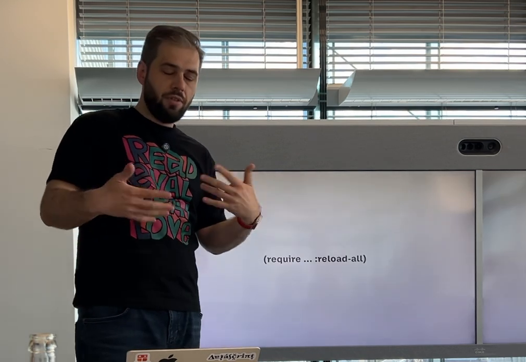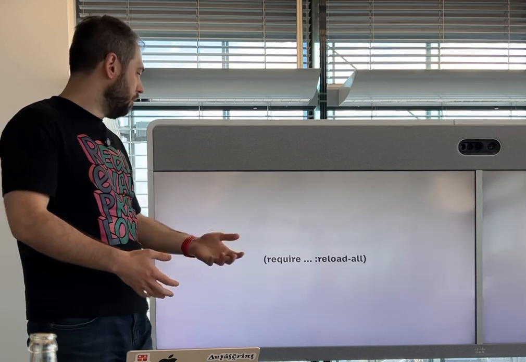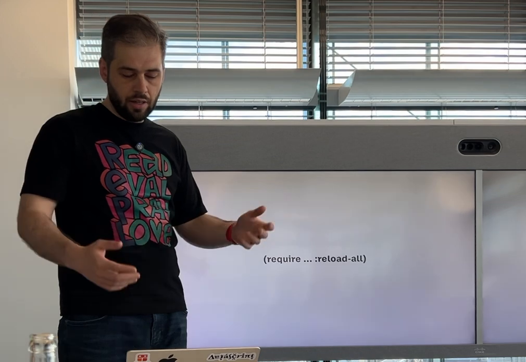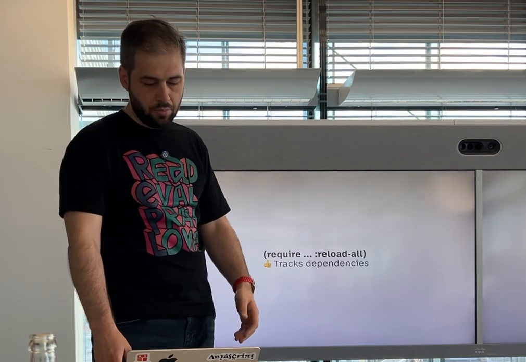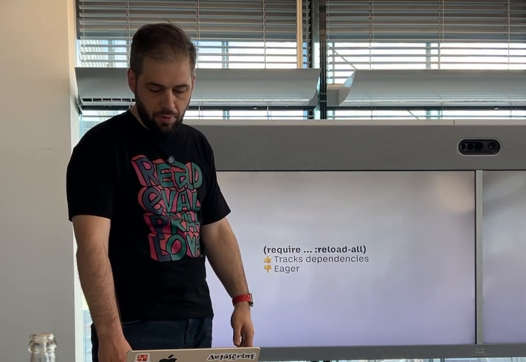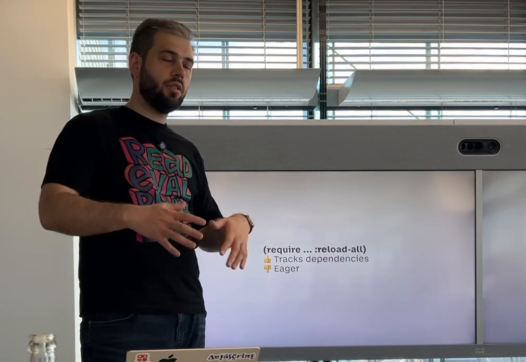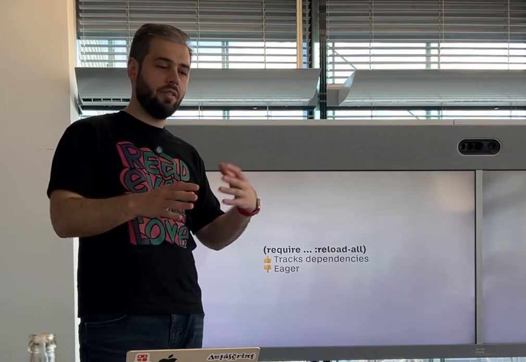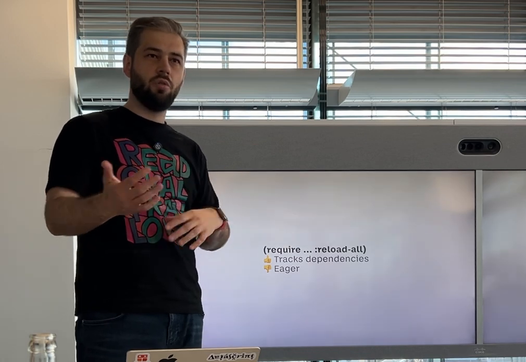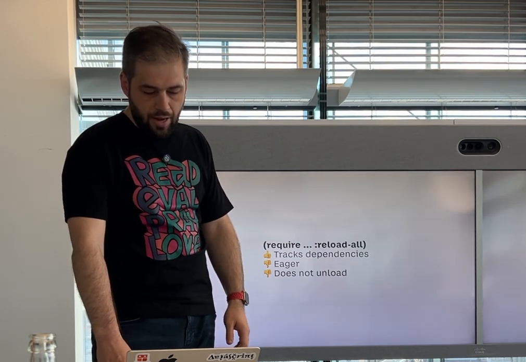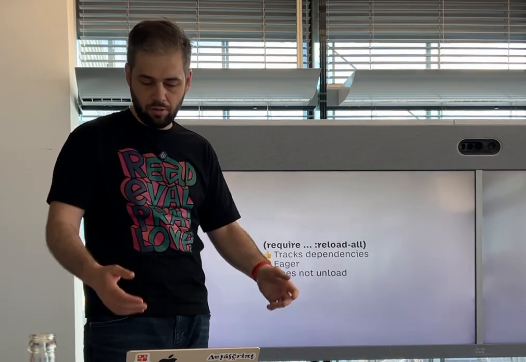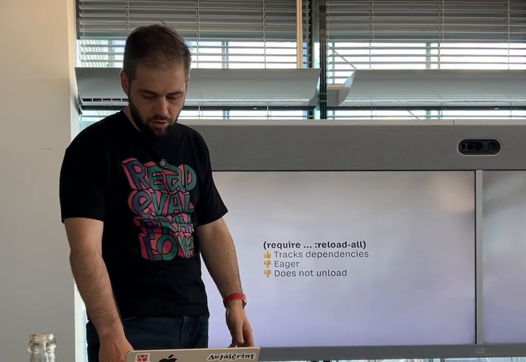A slightly more sophisticated way to reload code is require, the standalone function. It has the keys reload and reload-all. Basically what they do is kind of the same. They evaluate the file, but they also track dependencies. Unfortunately, it's eager, so it will reevaluate everything. Every dependency you have, it just pulls them all in. It doesn't track what changed and what not. It just does everything, and it doesn't unload namespaces. So you still have the problem with dead code. If there's dead code, it will hang around, but you won't see it, which is terrible.